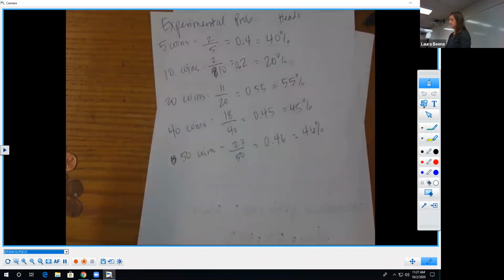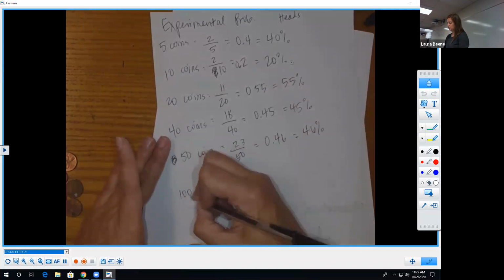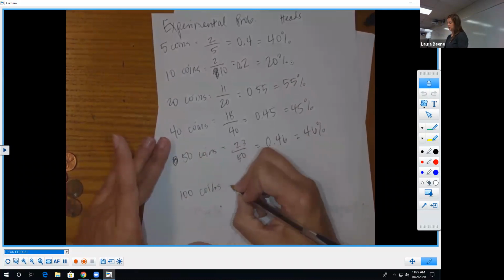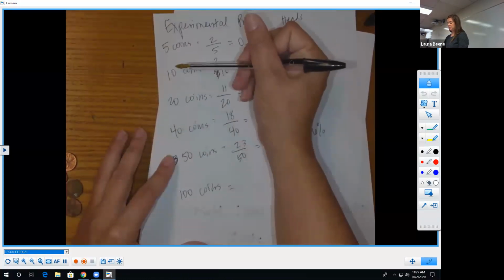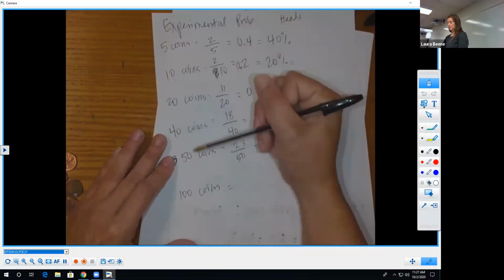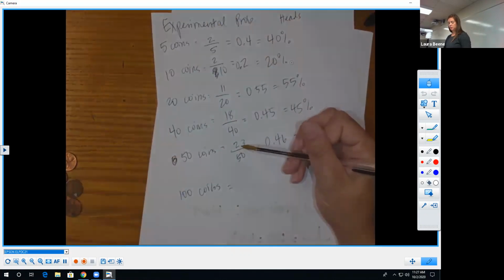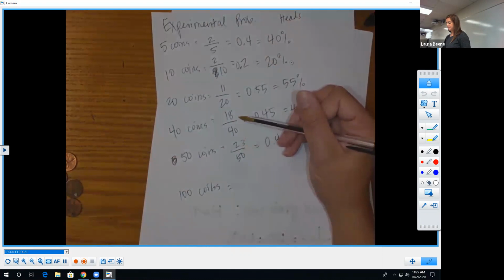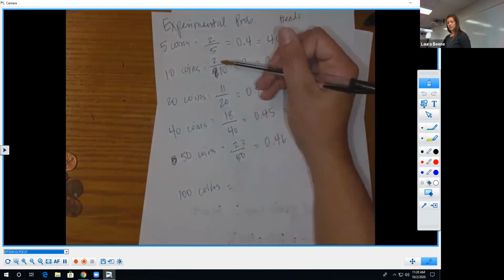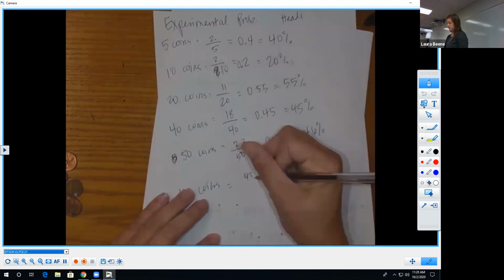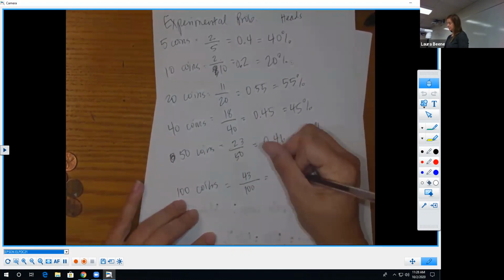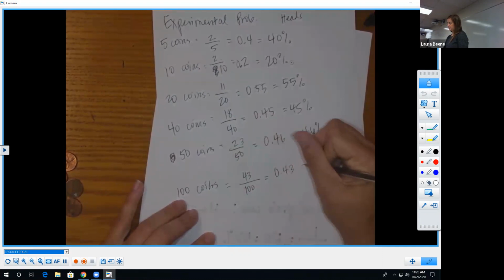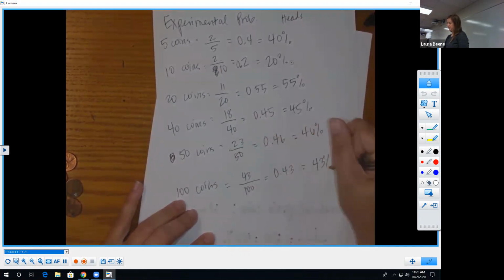Okay, so this time I'm gonna do 100 coins. I'm not gonna toss it 100 times, okay? What I'm gonna do is add 50 plus 40 plus 10, because that would be 100 total. So that would be 23 plus 18 plus 2, and that's 43 heads out of 100, which would be 0.43, which is 43%.